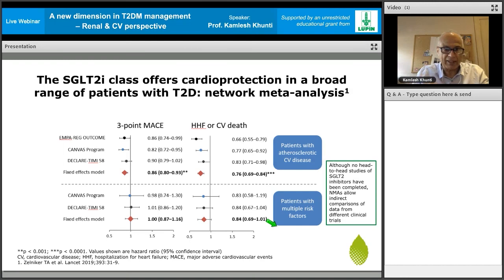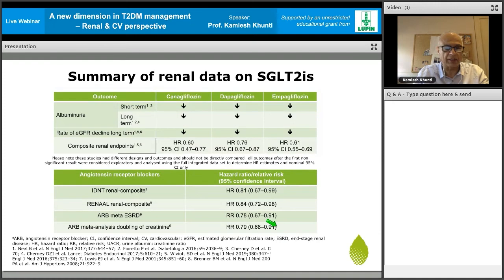However, what they did see is consistent results for heart failure, hospitalization for heart failure, with about a 30% reduction in hospitalization for heart failure. Renal endpoints as well, it was a 0.81 hazard ratio, but failed to reach statistical significance.